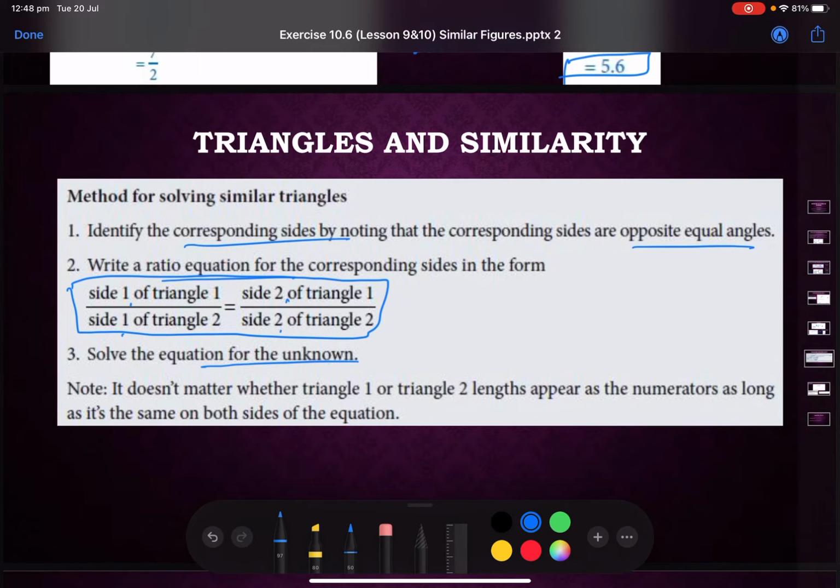It doesn't matter whether triangle 1 or triangle 2 lengths appear as the numerator, as long as it's the same on both sides. So as long as you do both triangle 1s on the top and both triangle 2s at the bottom, it doesn't matter which side you put it on.